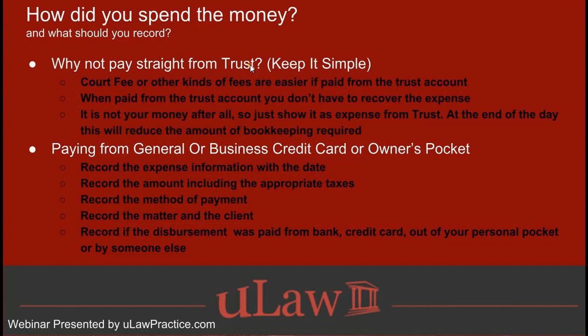A great example is, again, a court fee or an application fee where we see law firms writing a trust check. So let's say the client just paid you $500 worth of a retainer. $400 would be used for your legal fees, and $100 was that court fee. You would actually pay for that court fee right off that trust account of $100. And then the trust balance for that particular client in that matter would be $400. So the bottom line is, if it is not your money after all, just show it as an expense from trust, and this would technically reduce the amount of bookkeeping that's required.